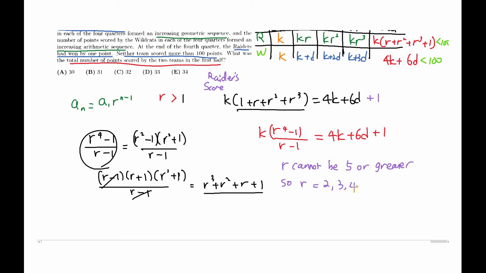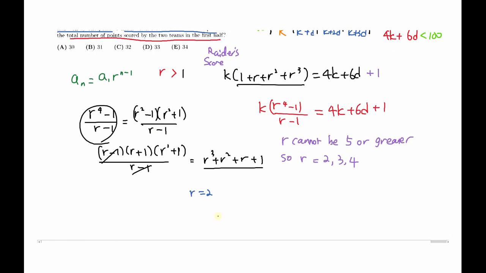Okay, but our job is to restrict that to find k and d accordingly. So let me write a table that organizes my point. On the left side, R equals 2, R equals 3, and R equals 4. Now let's plug it into our equation.